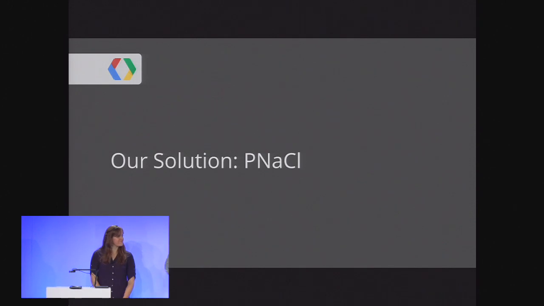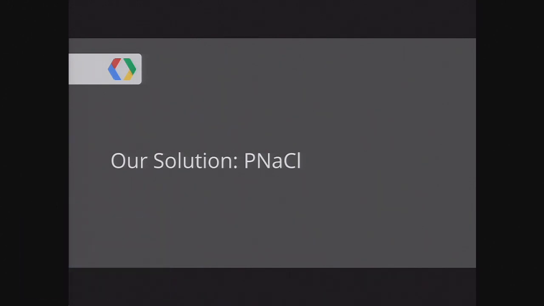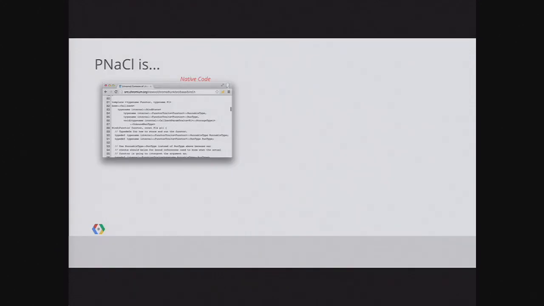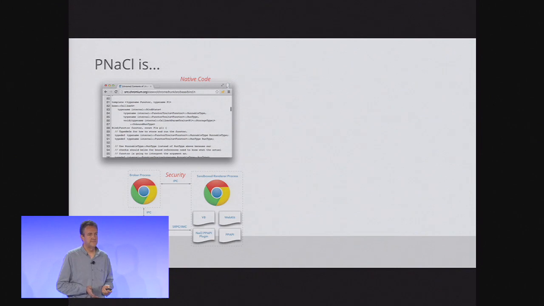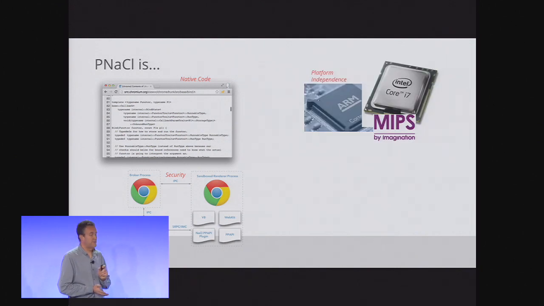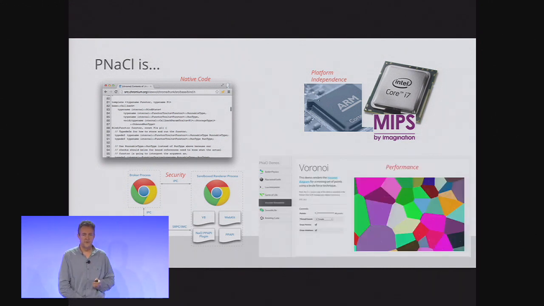OK. So you've seen some of the things that we're trying to bring to the web. And you've seen the demonstration, in fact, of some of these things actually running in the web. So what is Portable Native Client? Portable Native Client is native code, security, platform independence. This is the web we're talking about here. We want it to run on all these platforms we talked about before, and performance. Performance as close to native as we can give you with security.